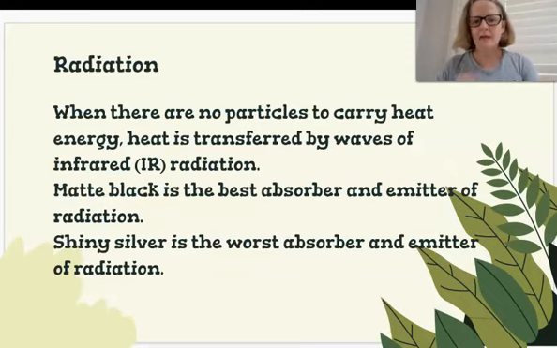Matte black colour is the best absorber and emitter of radiation, and silver or shiny silver is the worst absorber and emitter of radiation.